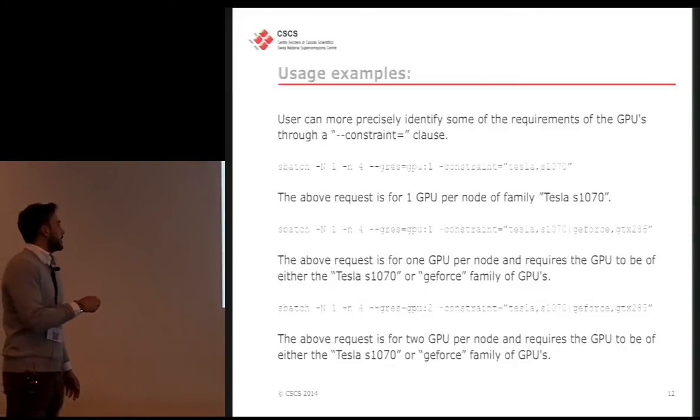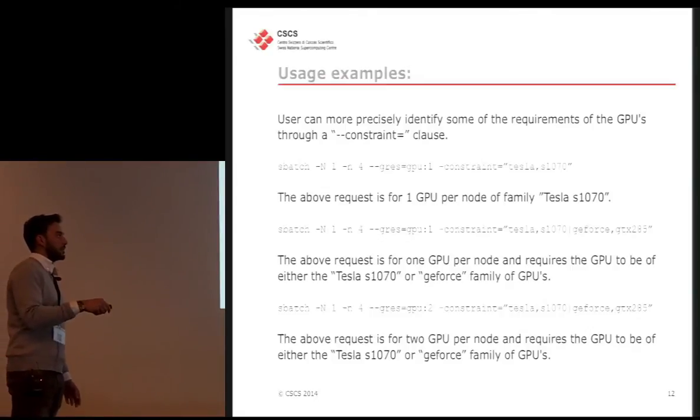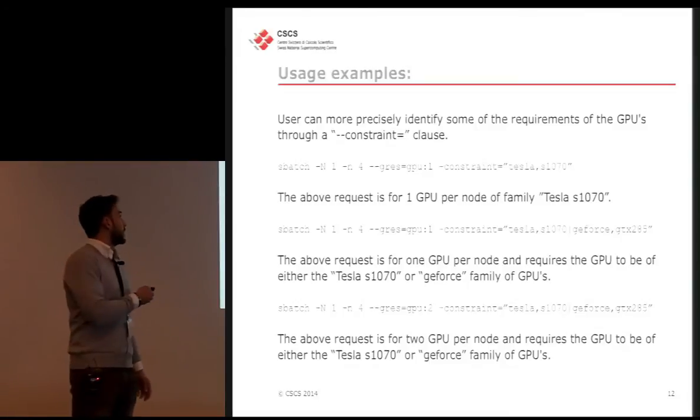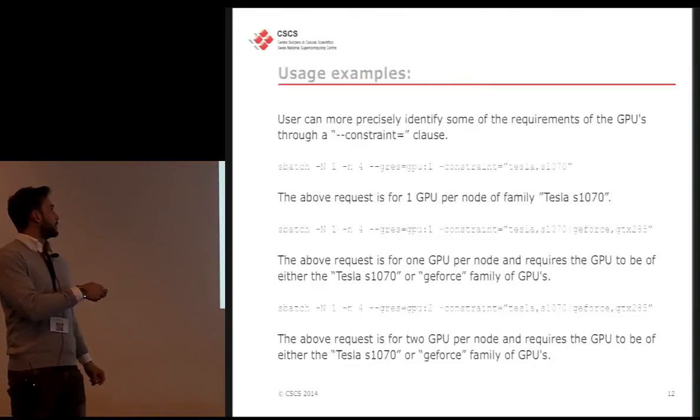In the second example, we can use an OR. So the scheduler will give us either this kind of GPU or this kind. In the third example, we're asking for two GPUs. They can be both this kind or both this kind. So it's pretty straightforward, even the allocation of these GPUs.